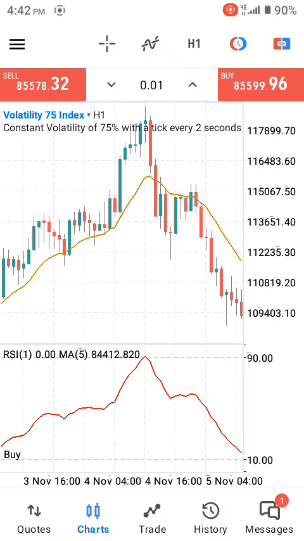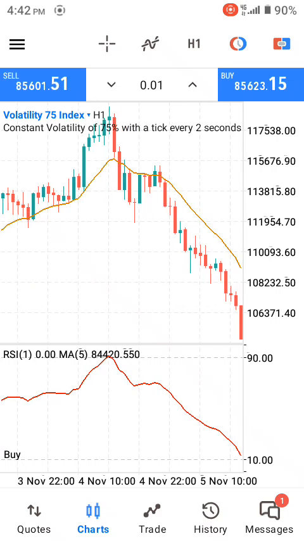In this video, I'll be showing you a strategy that you can use to trade the volatility 75 index, okay? But this strategy can also be used to trade other indices as well. So this strategy involves the use of moving average and the RSI. In other words, this strategy uses indicators. It's not price action.